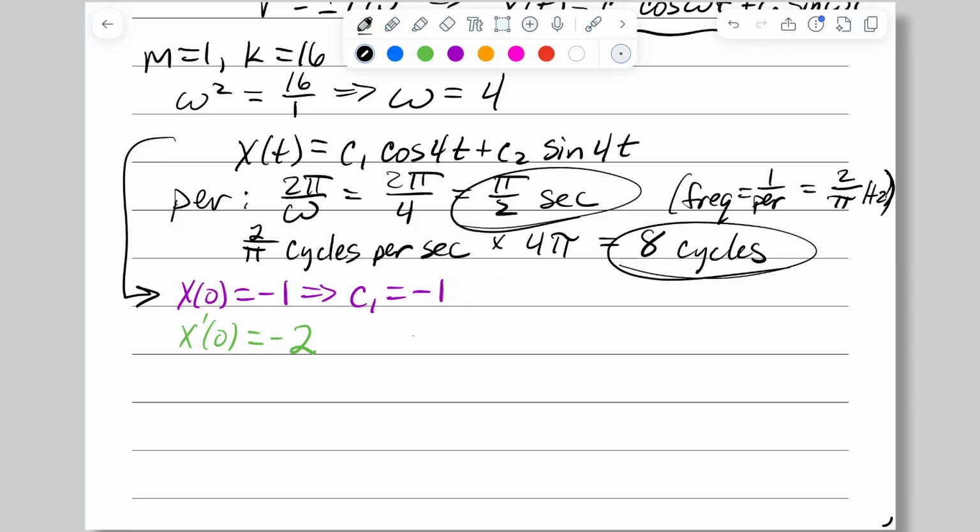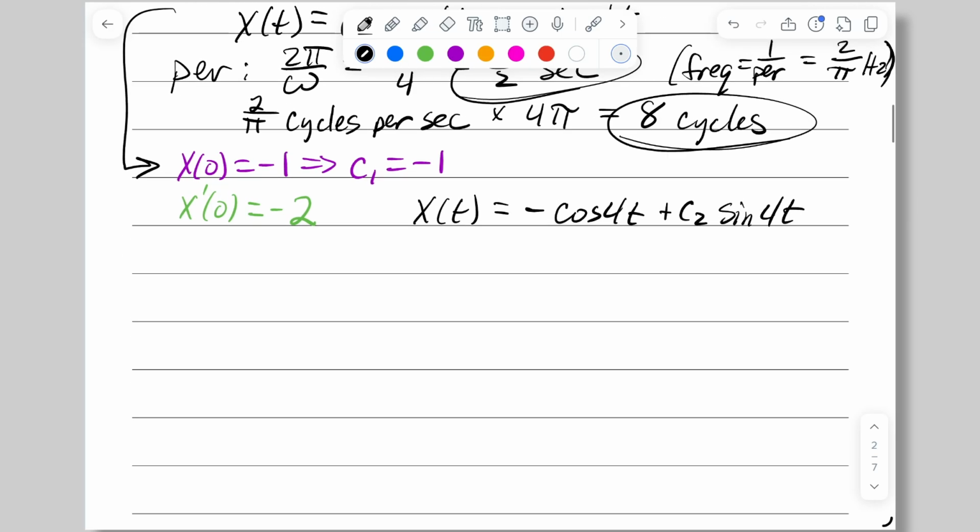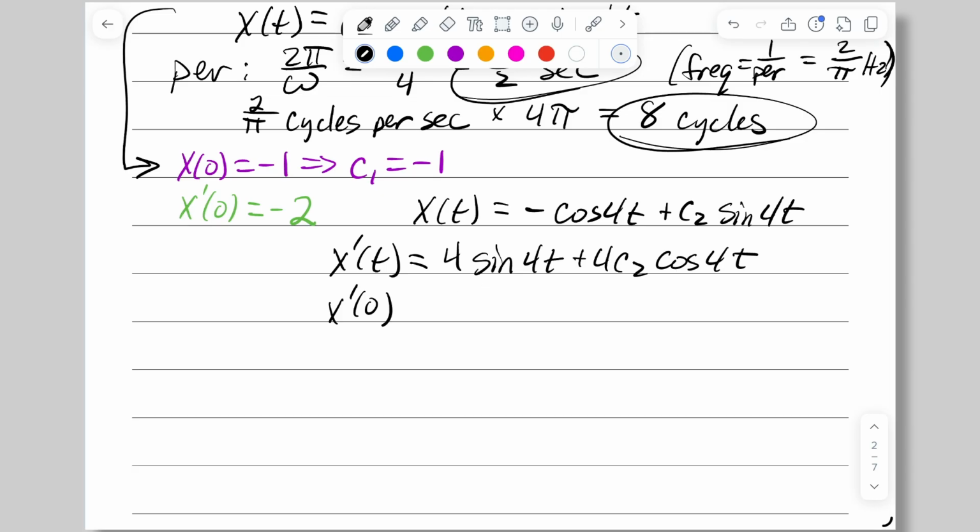So first, before I differentiate anything, I'm going to write down that x of t is equal to negative cosine of 4t plus c2 times the sine of 4t. And at this point, it's c2 that we're trying to find, right? X prime of t is then equal to negative 4 times the sine of 4t plus 4c2 times the cosine of 4t. X prime of 0 is going to zero out the sine term and give us 4c2 is equal to negative 2, which then means that c2 is negative 1/2.